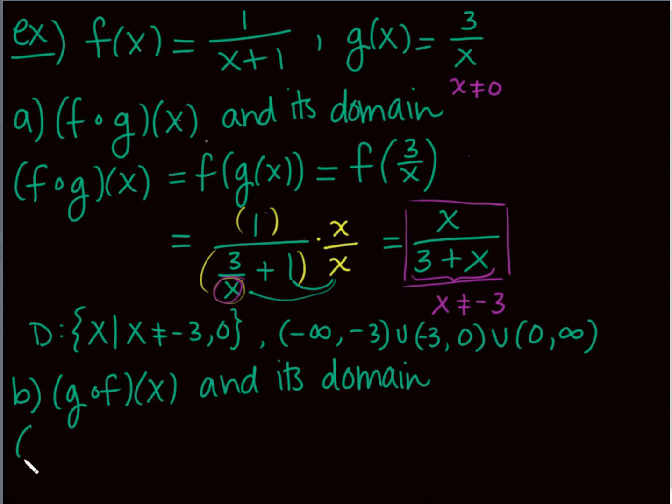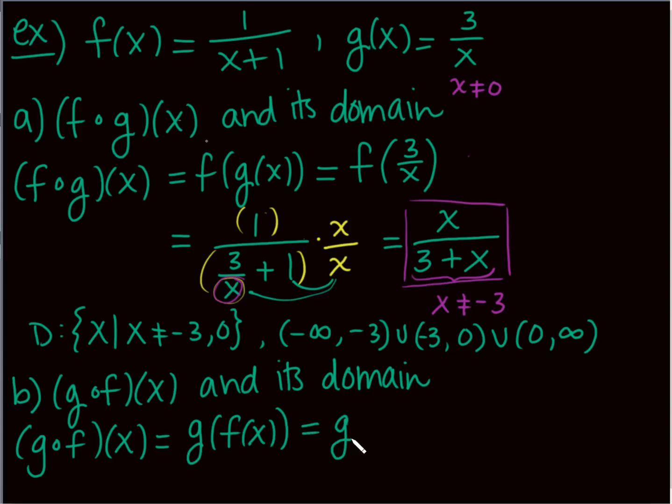All right, so g composed with f of x. Again, what does that mean? That means it's g of f of x. Okay, what is f of x? It's 1 over x plus 1. Okay, what does g do? It takes 3 over x. So instead of 3 over x, I'm going to have 3 over 1 over x plus 1.